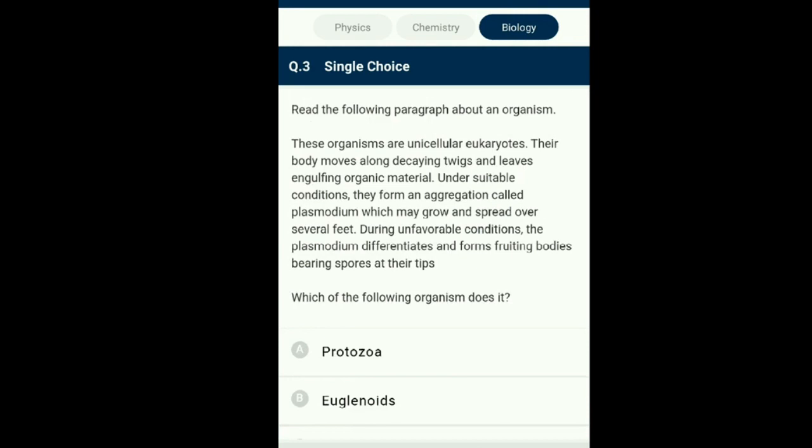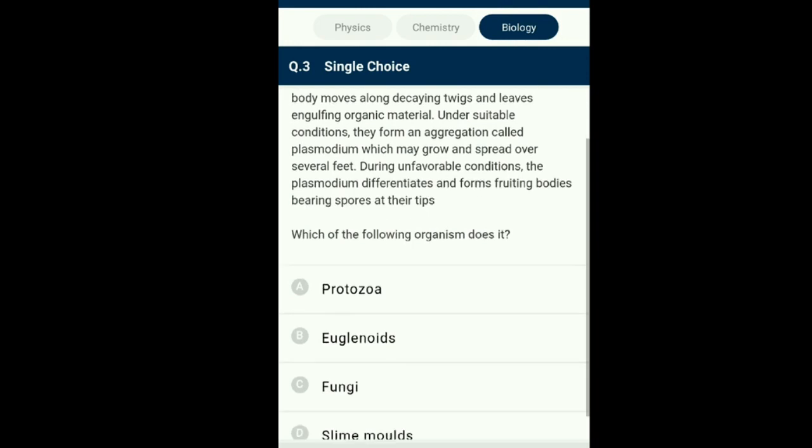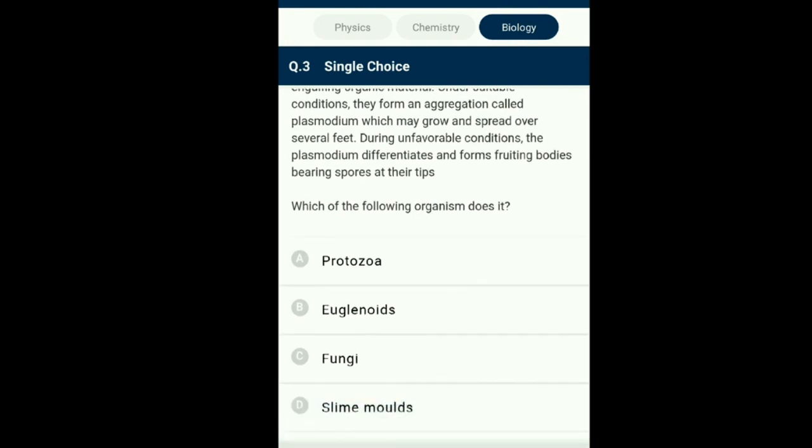Question number 3. Read the following paragraph about an organism. These organisms are unicellular eukaryotes. Their body moves along decaying twigs and leaves engulfing organic material under suitable conditions. They form an aggregation called plasmodium which may grow and spread over several feet. During unfavorable conditions, the plasmodium differentiates and forms fruiting bodies bearing spores at their tips. Which of the following organisms does it? Here 4 organism names are given.